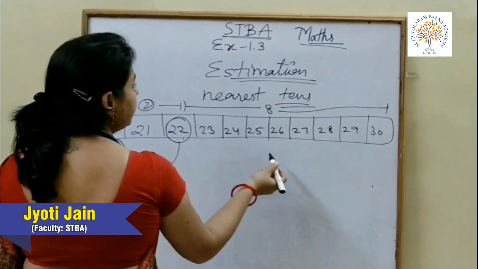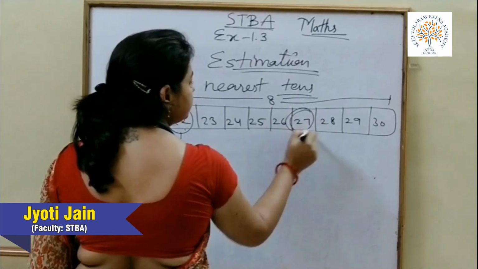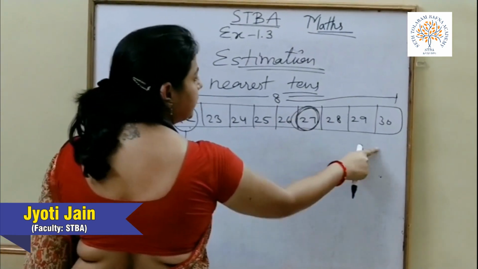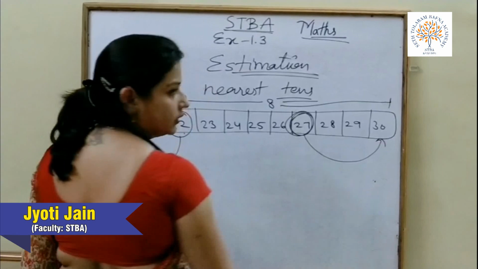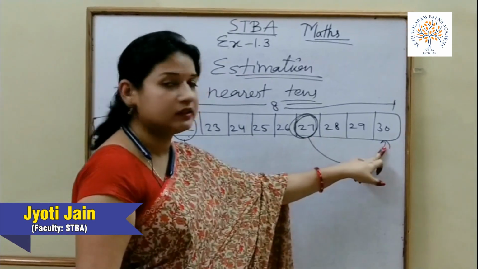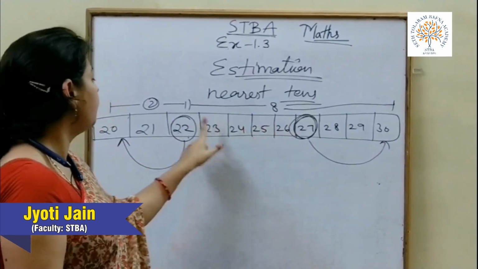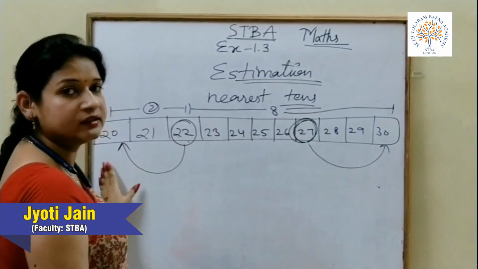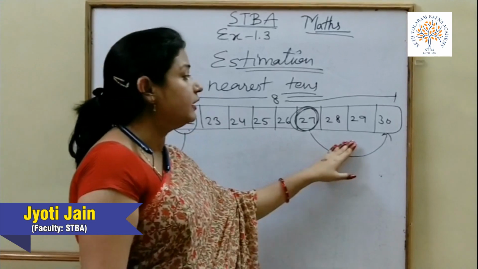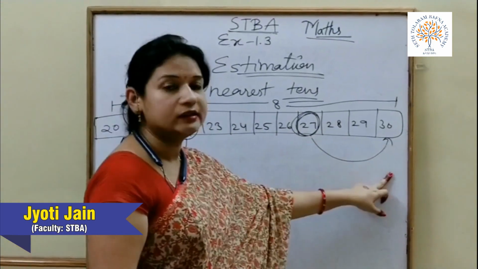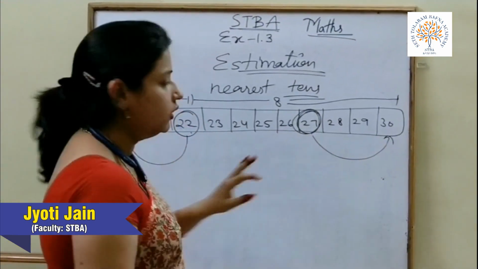Just like this, another number, suppose this one, 27. So on this side nearest tens is 30, because the difference on this side is 3: 1, 2, 3. And on this side it is 1, 2, 3, 4, 5, 6, 7. So that side gap is 7 and this side gap is 3. So it will be converted as 30.